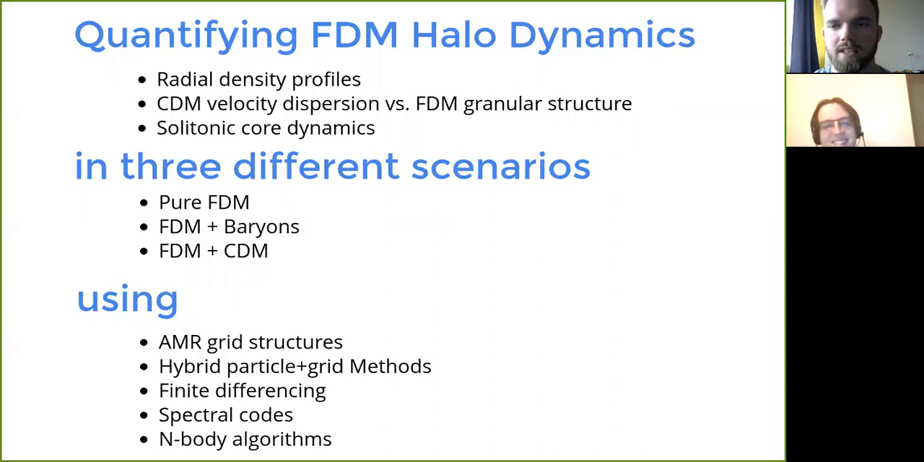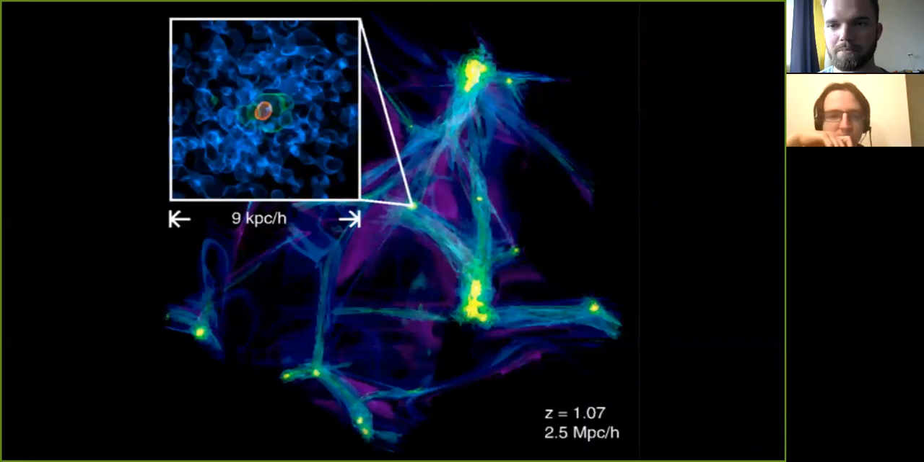And I will do these simulations using adaptive mesh refinement. Then I introduce a hybrid method both with particles and grid method, finite differencing, spectral methods, and n-body methods. So basically the entire range of algorithms that are typically used. So let's start with a pure fuzzy dark matter case and the hybrid method.